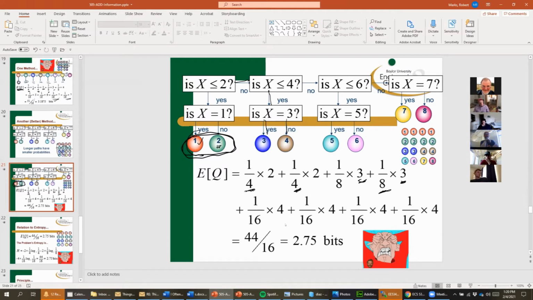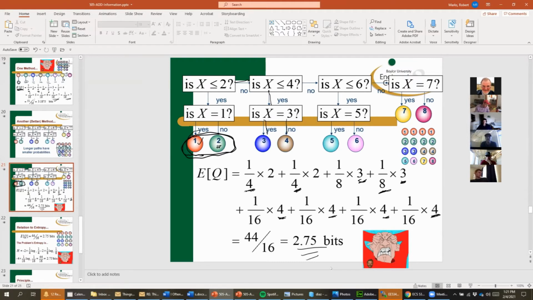And we keep on going down the line. For the probability of 1/16, it'll take you 4 queries, and the same for each of the four remaining balls. And that turns out, if you add them all up, to be equal to 2.75 bits. So the number of questions that you have to ask on the average in order to get this solution would be 2.75. That would be the average number of questions that you would have to ask.